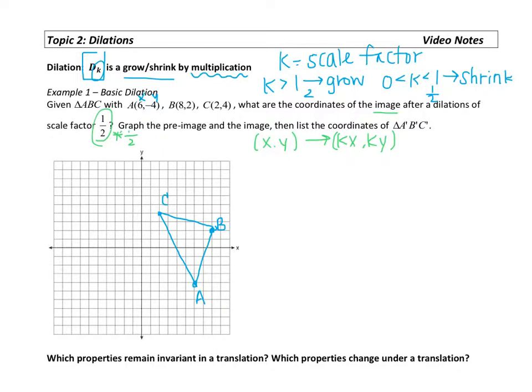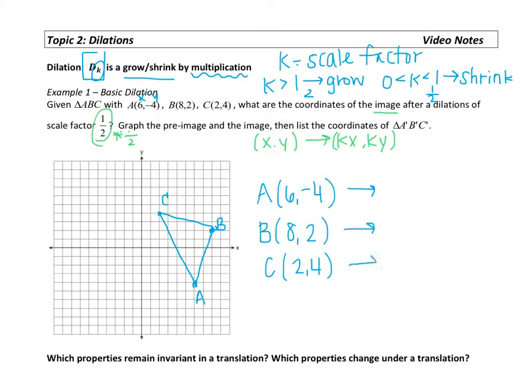I'm asked to dilate by a scale factor of 1/2, and there's a way to do this graphically, but I think the easiest way is to do it algebraically and then plot the points. We have to plot and list the coordinates anyways, so it doesn't matter the order in which you do this. So if you do the graphic option, that's fine. But I'm going to show you algebraically because, again, I think it's the easiest.